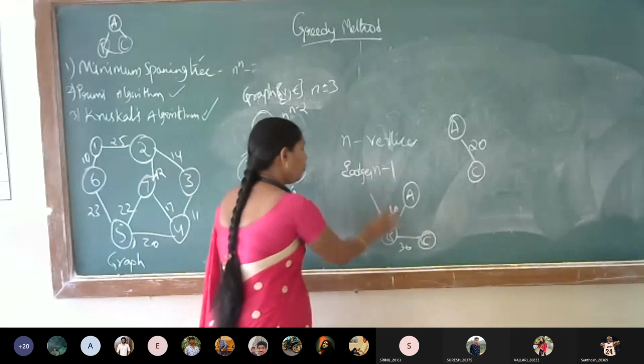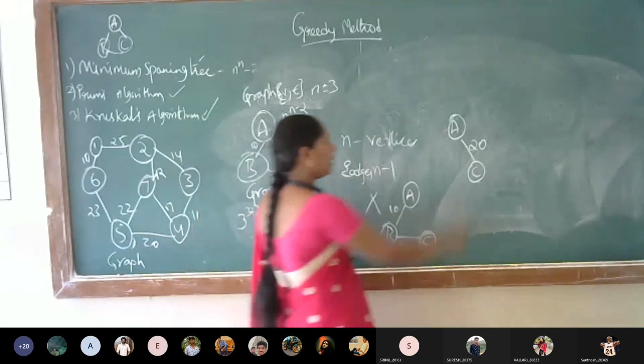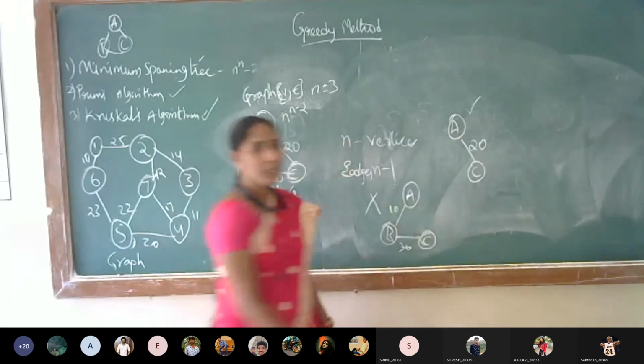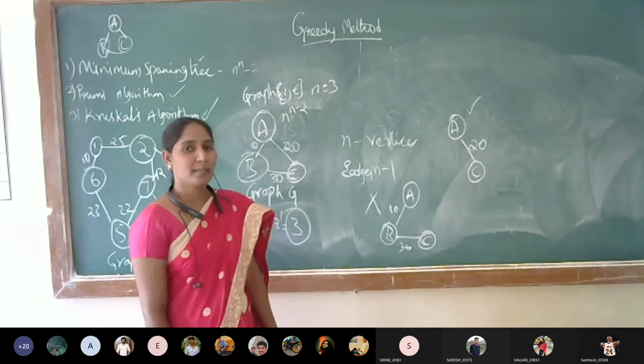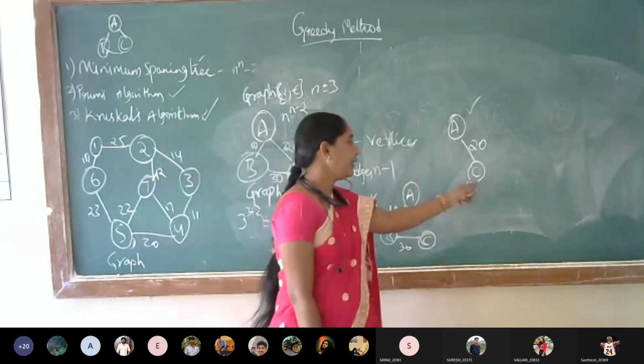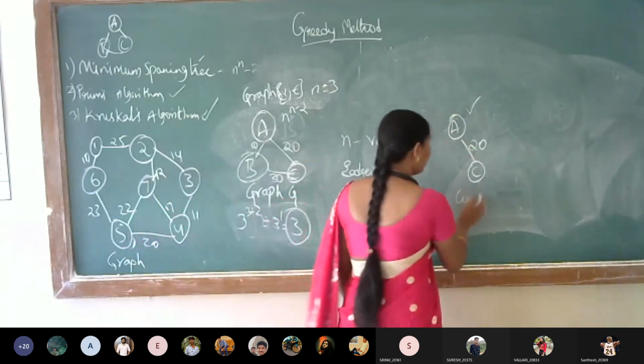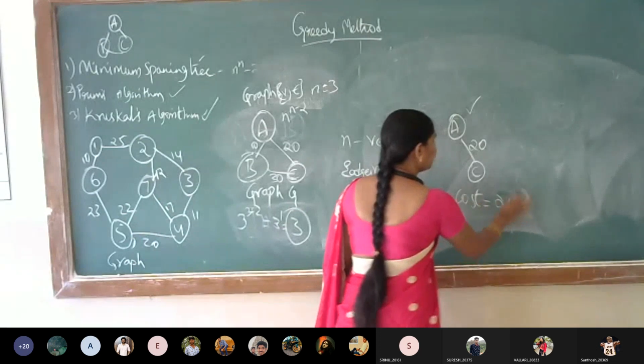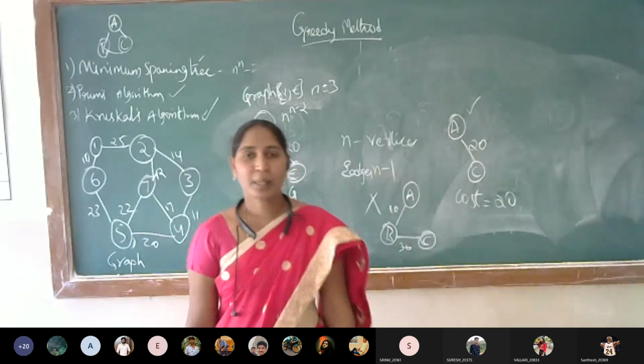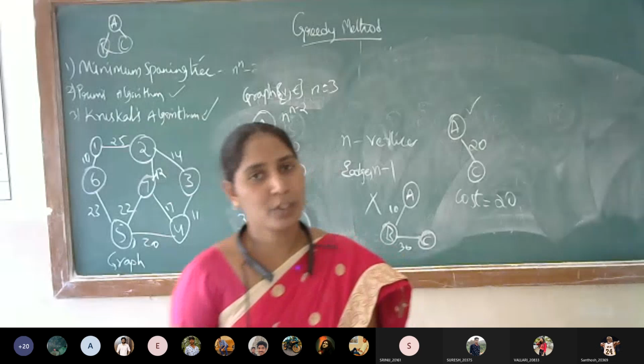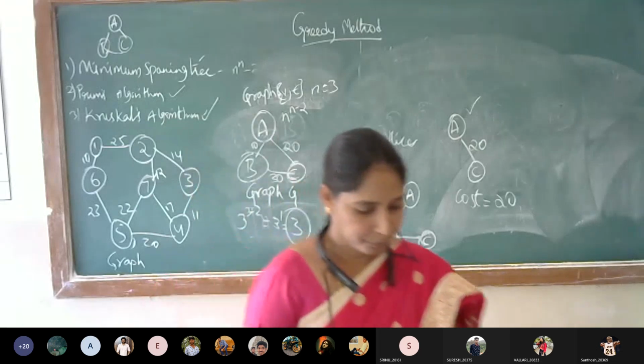So instead of going for this one, I'll be directly visiting from A to C by making use of the shortest path, that is nothing but directly A to C with the total cost 20. This is about finding the minimum spanning tree. Okay.